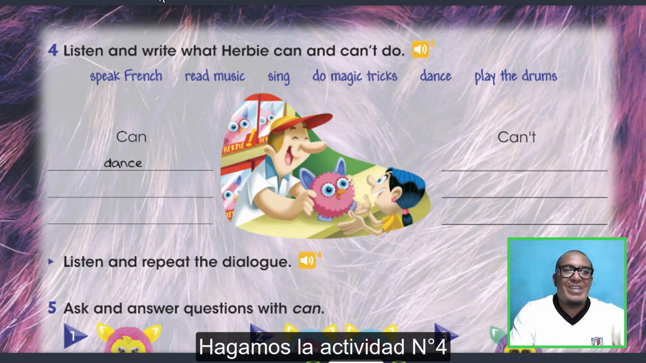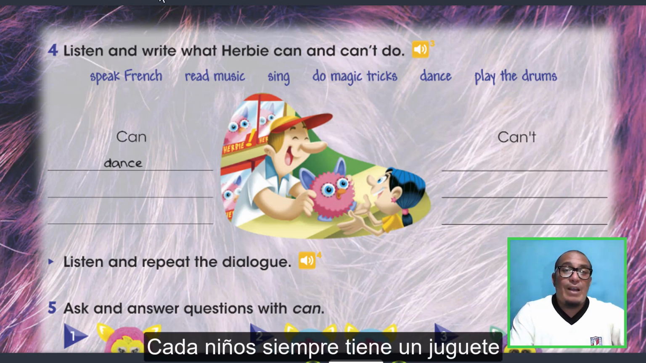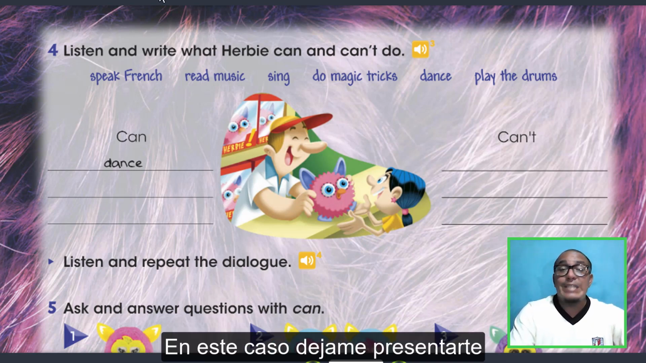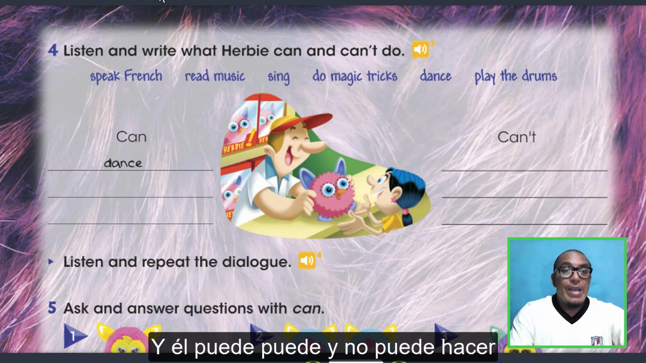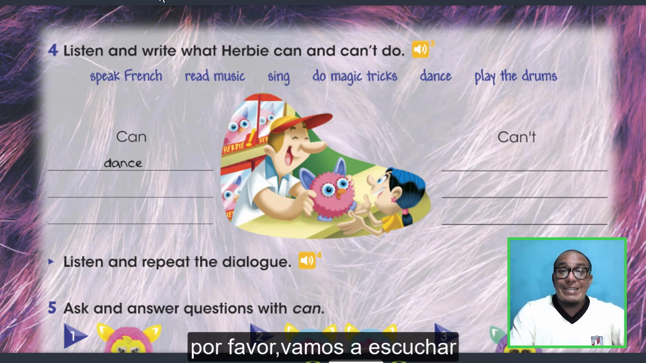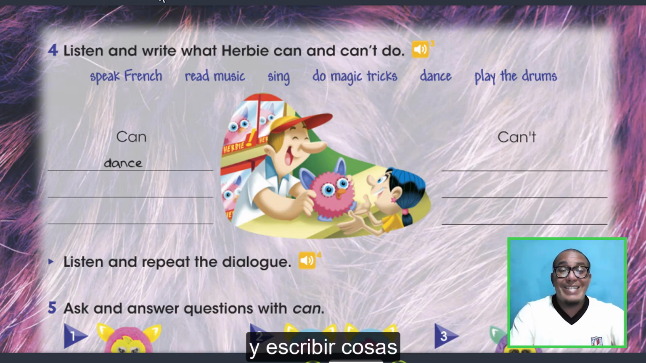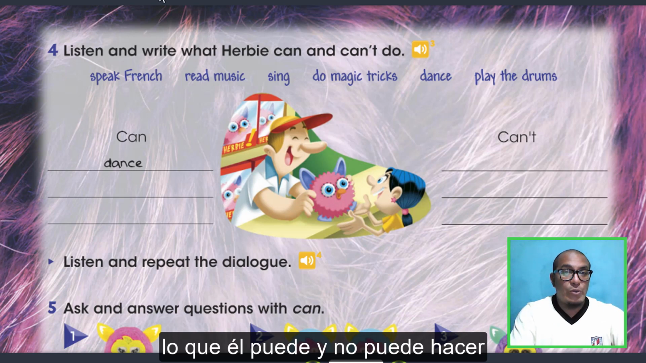Let's do activity number 4. Every child has got a toy at home. In this case, let me introduce Herbie. Herbie is a toy and he can and can't do different things. Please, we are going to listen and write the things that he can and can't do.